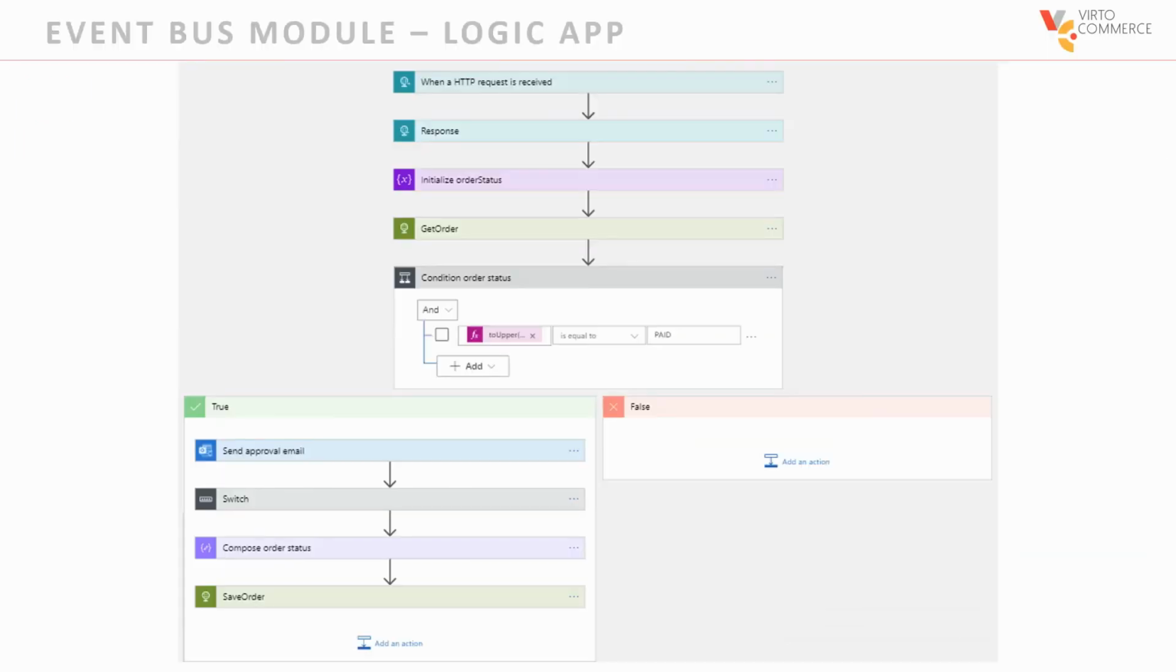That is all the procedure to implement our order approval scenario using the new event bus module and logic app. The logic app code can be found in the repository. You can find all related materials for this webinar on GitHub. Go to the Virto Commerce organization, open the Webinars repository.